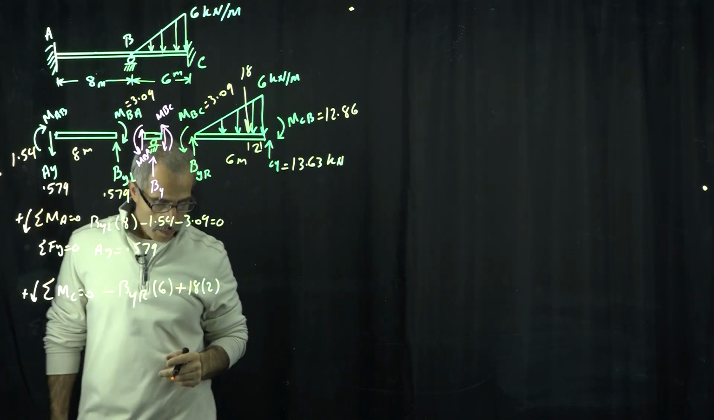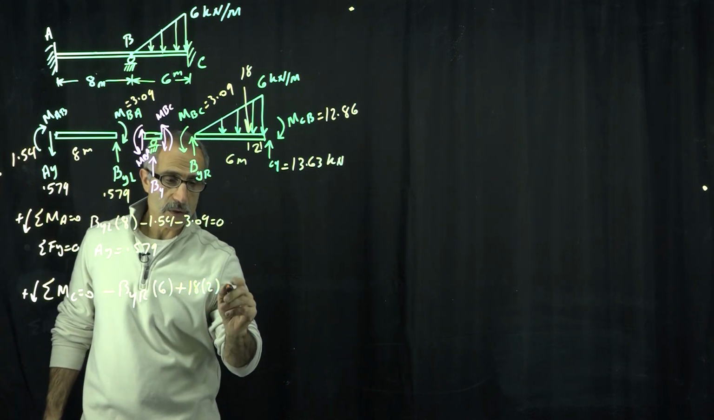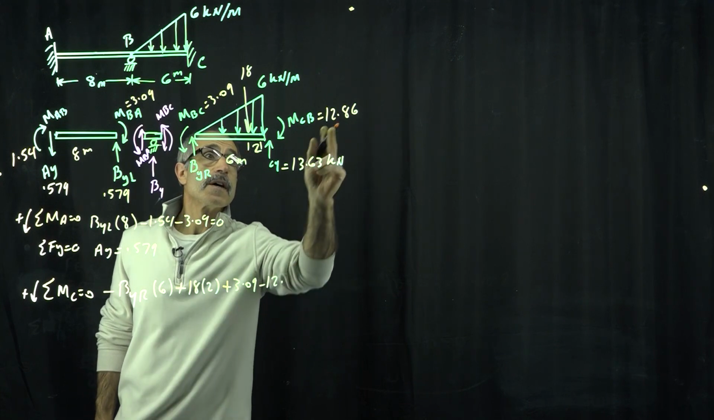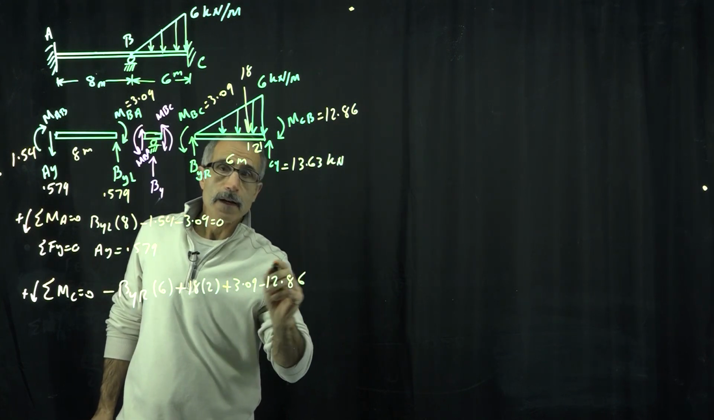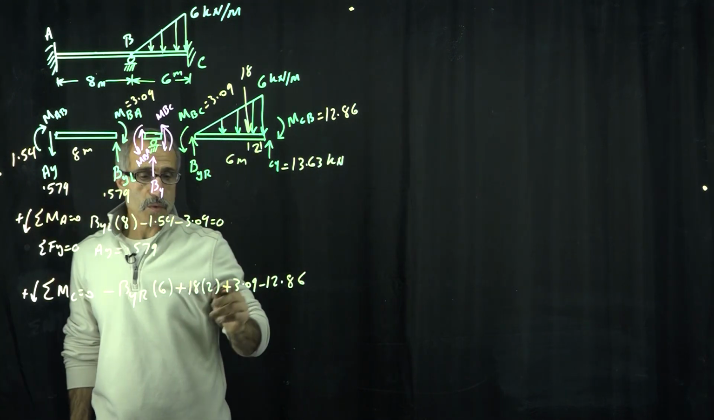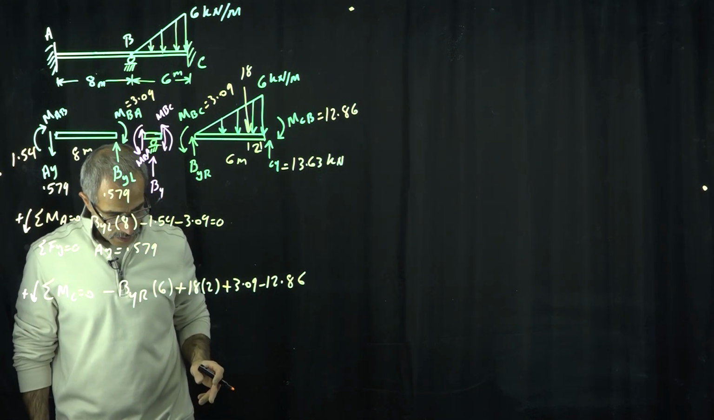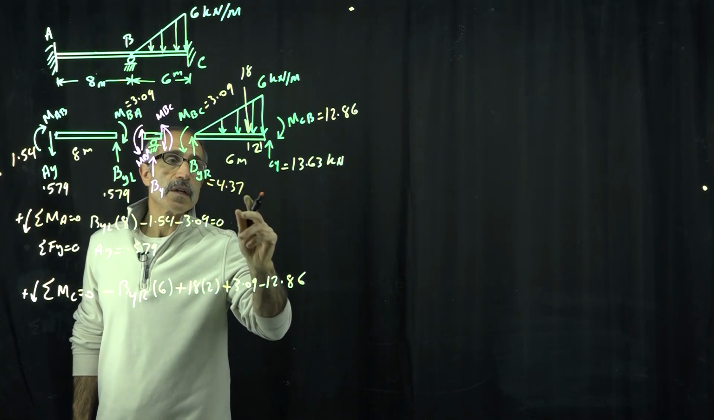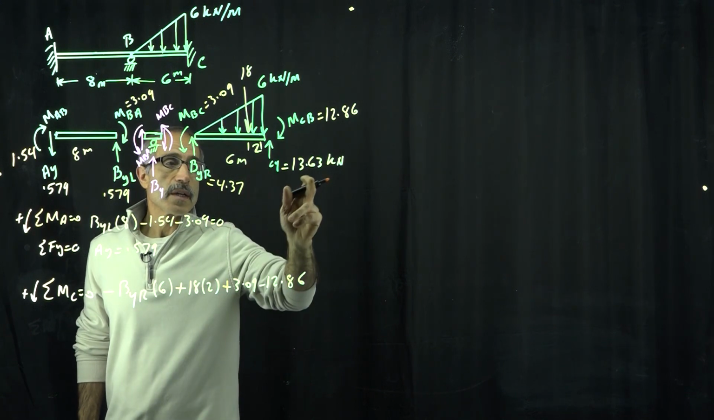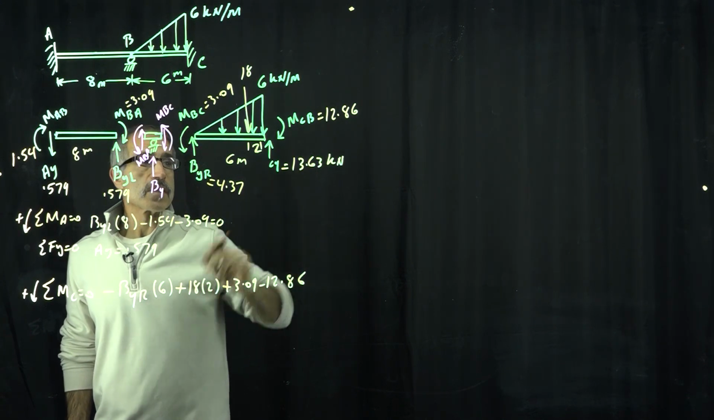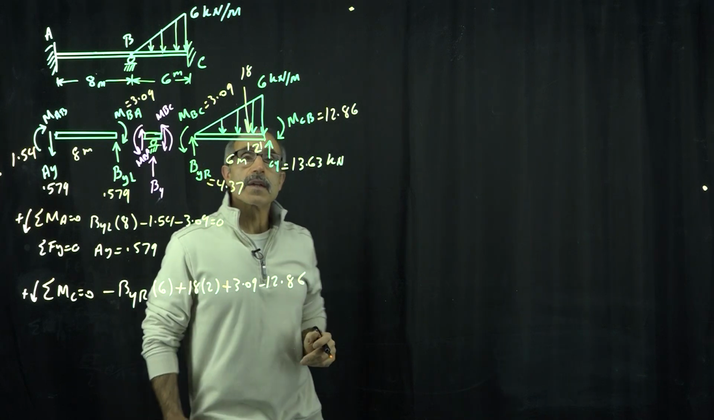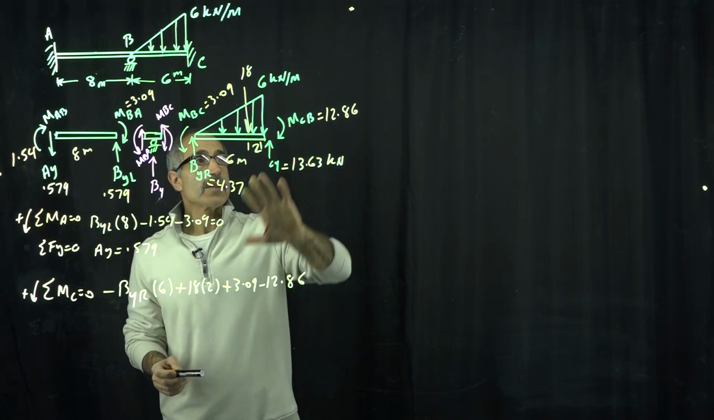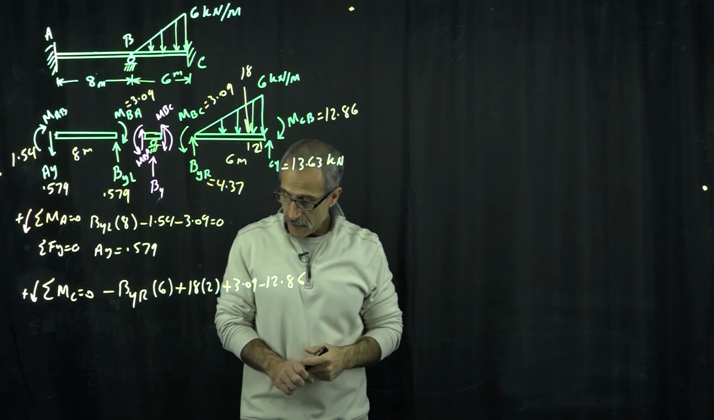And then we have both moments, one of them is plus 3.09 minus 12.86. And BY right is going to come out to 4.37. You do summation of Y, and then this one comes out to 13.63, which I already wrote down. So now we have all that done. We're going to go ahead and go up in the beam right here.